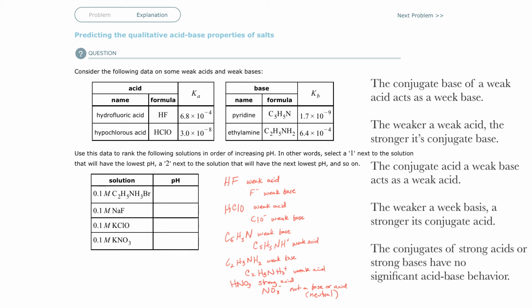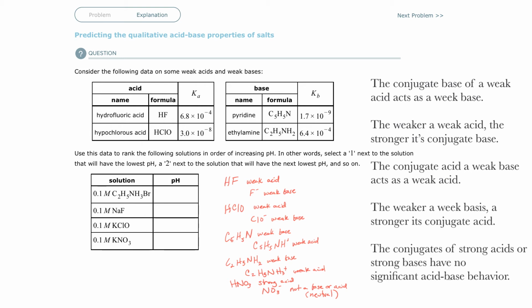And then you've got some bases. 1.7 times 10 to the negative 9, that's a weak base. 6.4 times 10 to the negative 4, that's a weak base. All right. Now, which one is weaker? Let's look at the acid. Which one has a smaller Ka? That would be the weaker of the acids. Well, HClO is weaker. So this over here says the weaker the acid, the stronger its conjugate base.